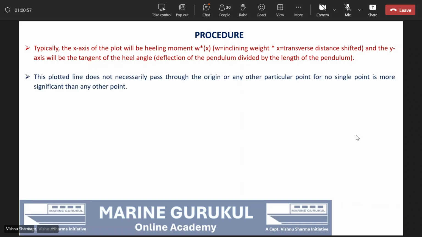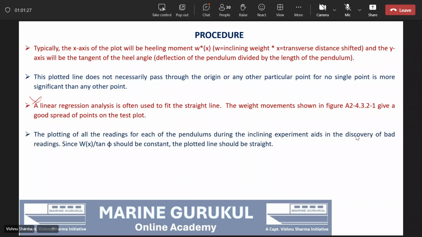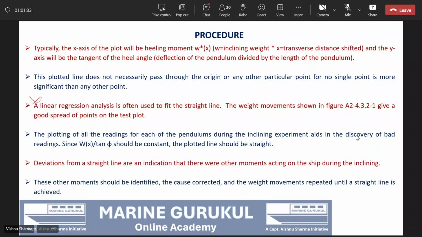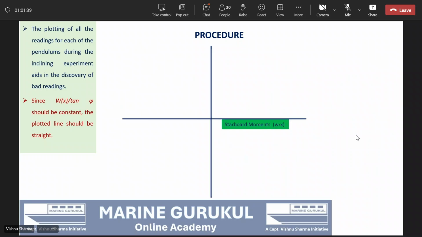And then this plotted line does not necessarily pass through the origin or any other particular point, for no single point is more significant than the other. All the 8 points are equally important. When you plot and then apply, you don't have to worry about words like linear regression analysis, which is a science process used to fit the straight line. The plotting of the readings of each of the pendulums during the inclining experiment aids in the discovery of bad readings. Now, how is the plotting done? You don't have to worry about it.